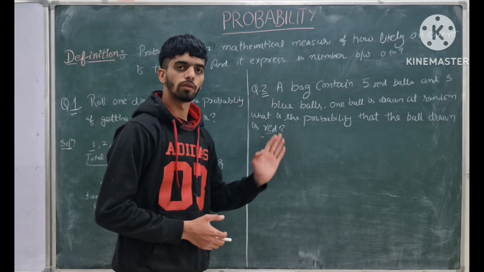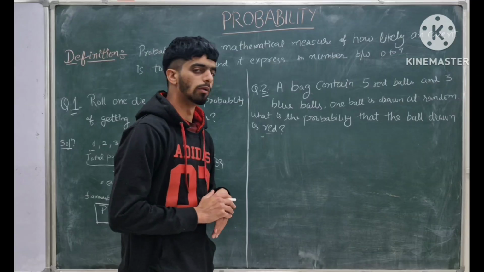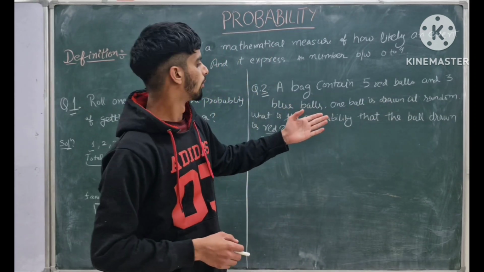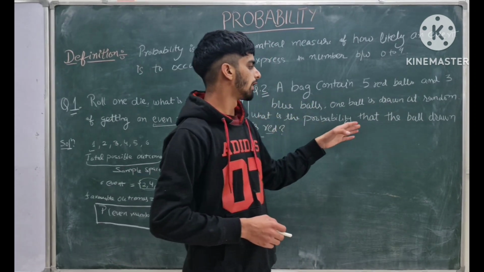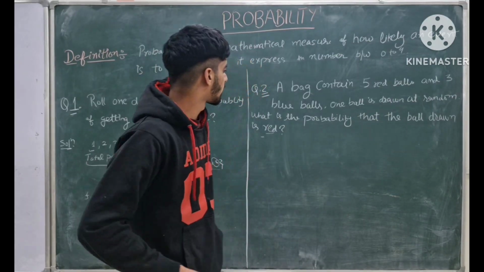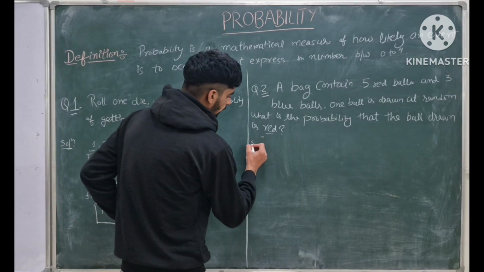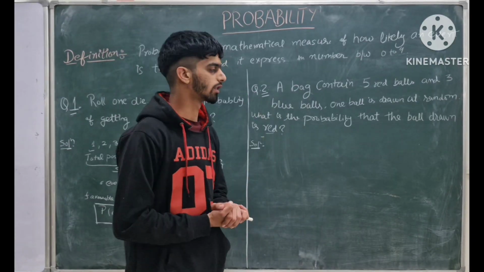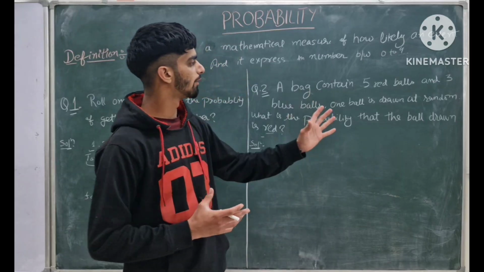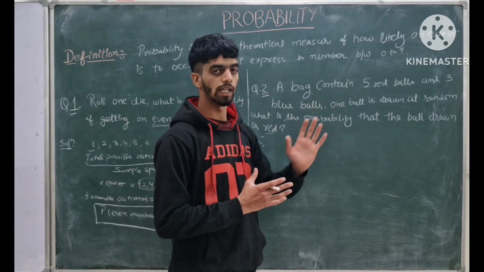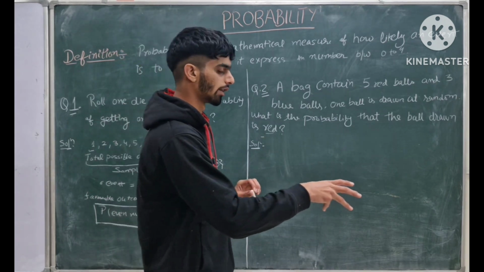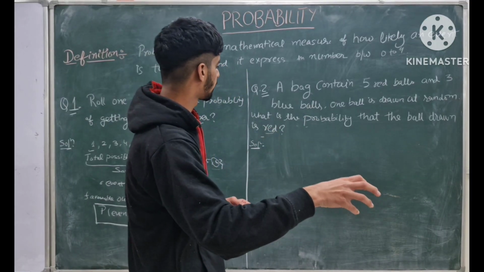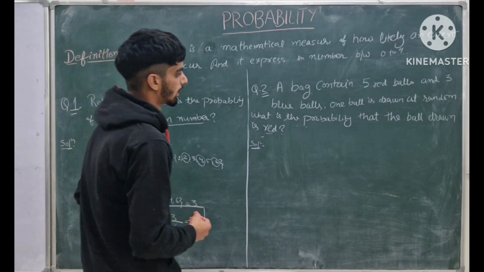Now moving forward to the next example of probability: a bag contains 5 red balls and 3 blue balls. One ball is drawn at random. What is the probability that the ball drawn is red? First we understand what the question says. A bag contains 5 red balls and 3 blue balls, so the total is 8 balls, and we have to draw one random ball. We have to find the probability that the random ball drawn is red. So let's solve this example.